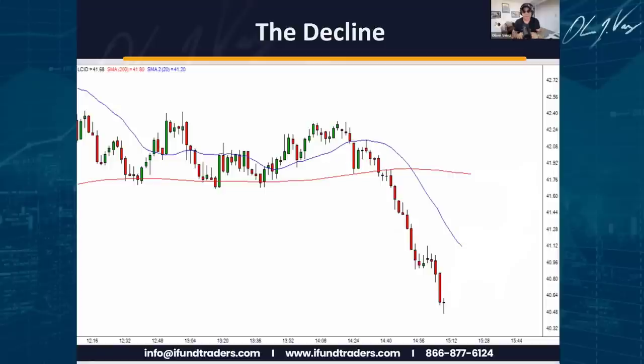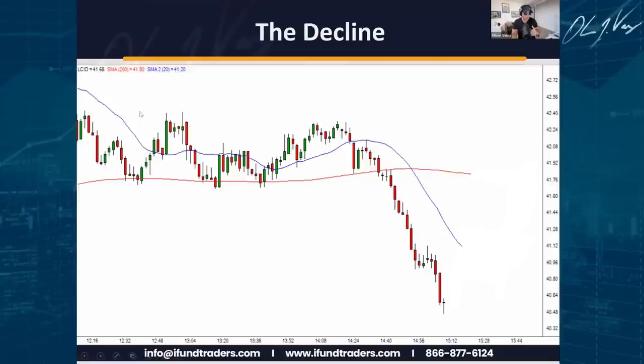The bottom after an elongated move down, the bottom after an extended downtrend, not the local bottom within an uptrend. There are two types of bottoms, local bottoms and the bottoms. We're talking today about the bottoms, okay?